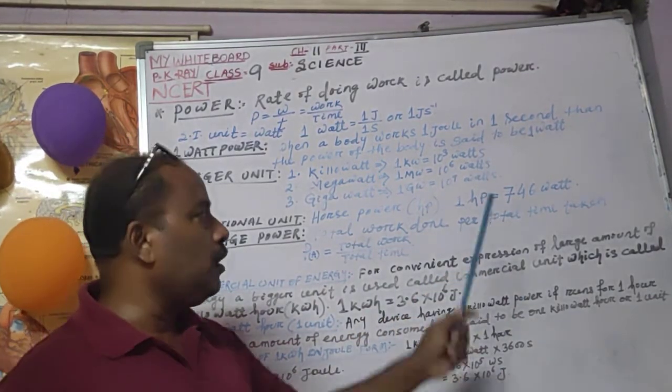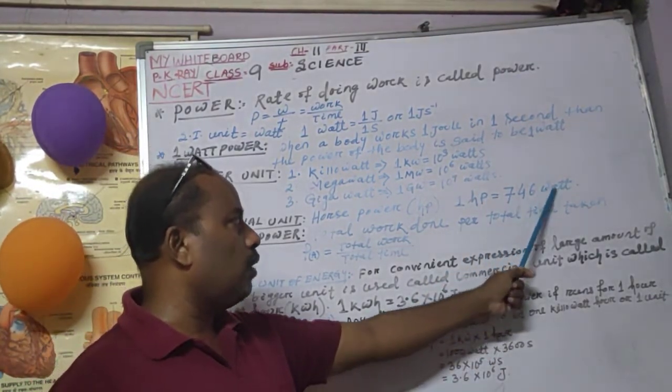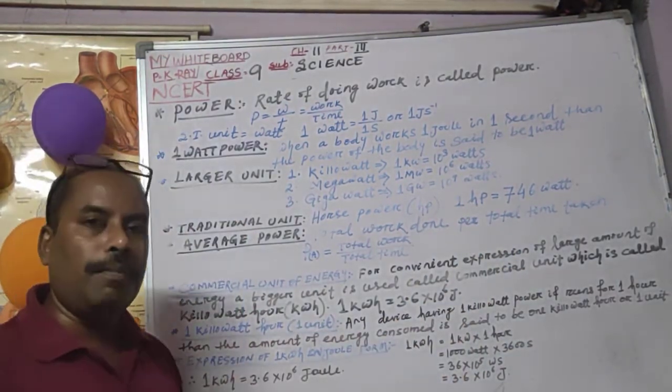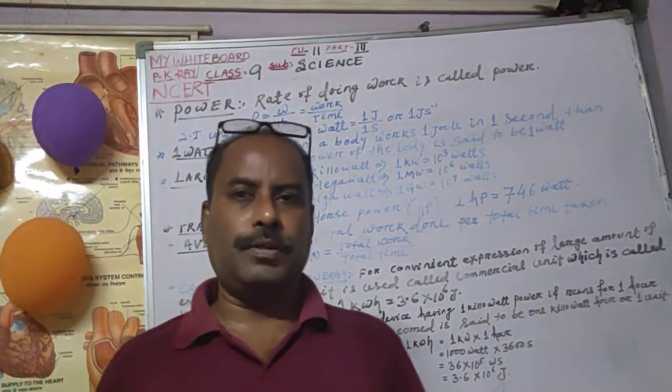Horsepower is bigger, because out of taking 746 watt, we get 1 horsepower. Now we'll come to the average power. Why do we need the average power?